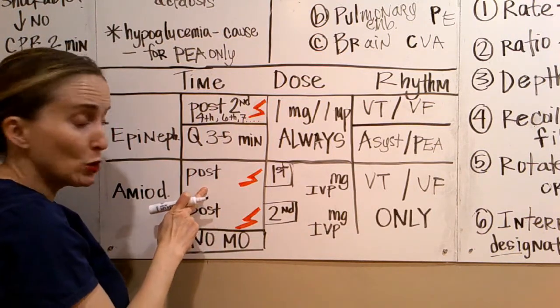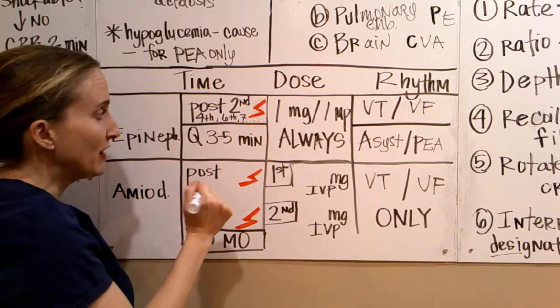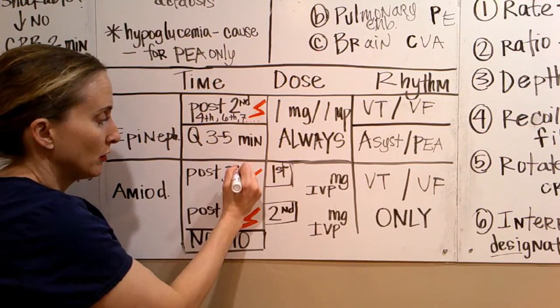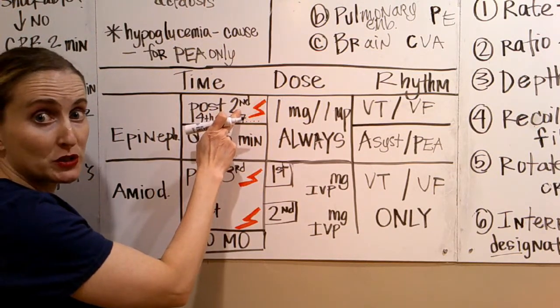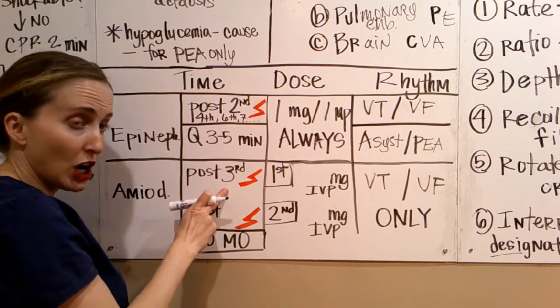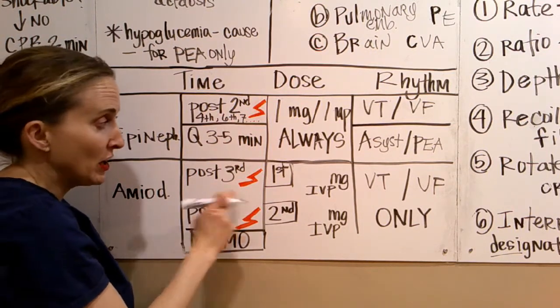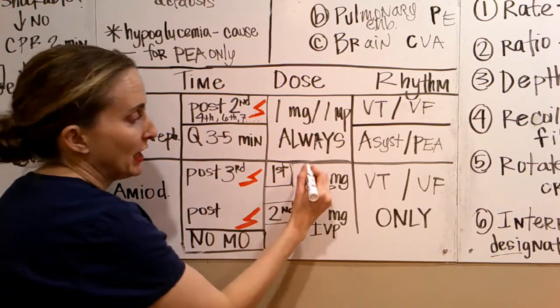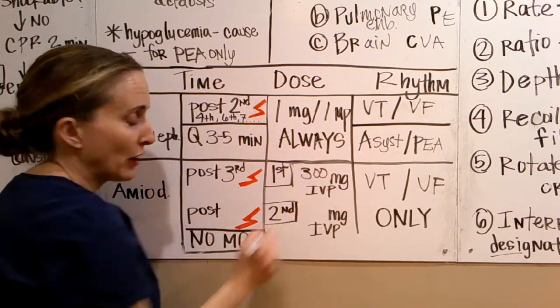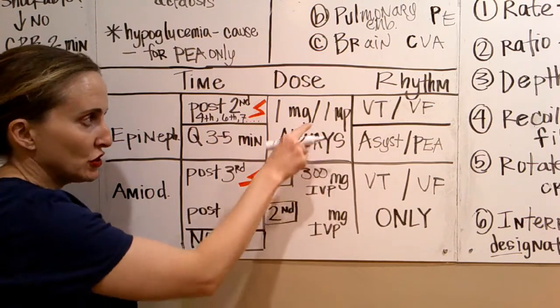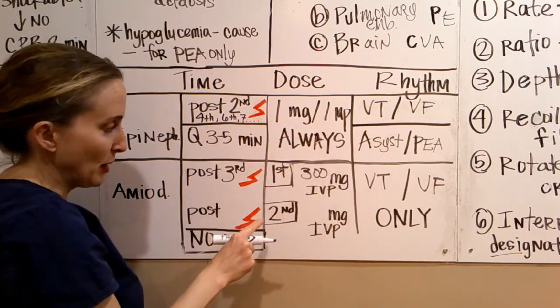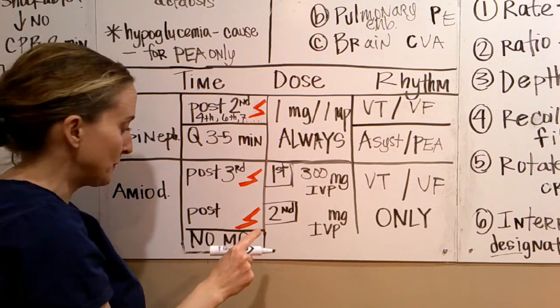So we give it post, right? We give it post third shock, because after the second shock, we give our first dose of epi. After the third shock, we give our first dose of amio. The first dose of amio is 300 milligrams, as we already talked about. It is IV push, just like epi. Not a drip, it's IV push as fast as you can get it in them.